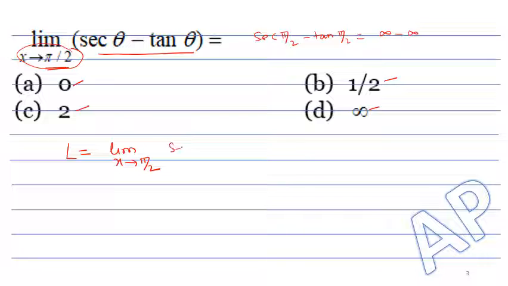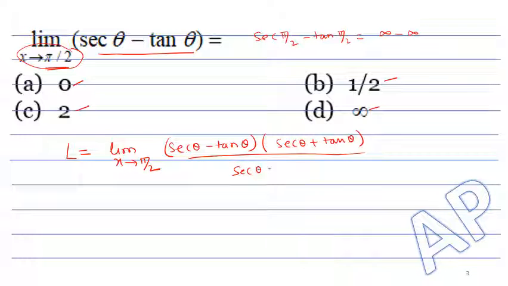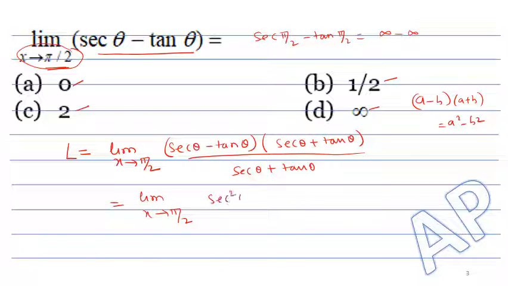and I will multiply and divide this by secant theta plus tan theta. Now the numerator is in the form of a minus b into a plus b, which is a square minus b square. So the given limit becomes limit as theta tends to pi by 2 of secant square theta minus tan square theta, which is equal to 1 in fact.